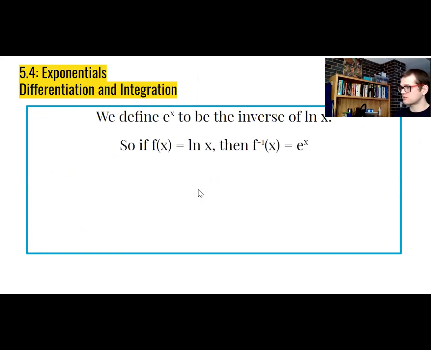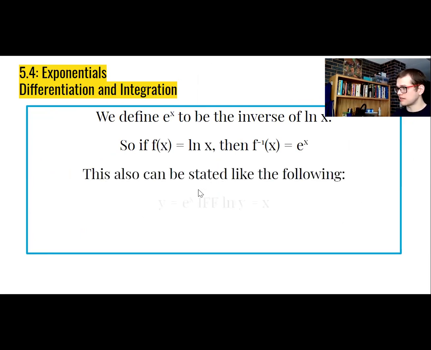So if f of x equals natural log of x, then f inverse of x equals e to the x. We can also state it like the following. y equals e to the x if and only if the natural log of y is equal to x, which we can see by exponentiating both sides with a base of e, or taking a natural log of both sides. It depends on your properties and where you're coming in from.